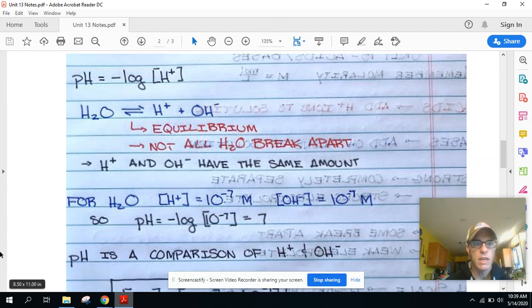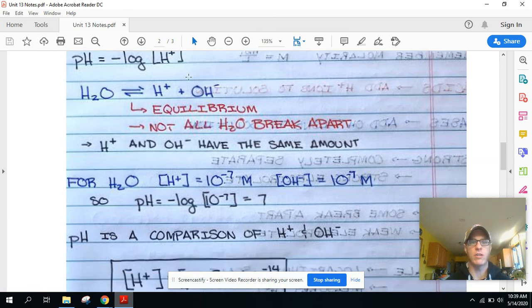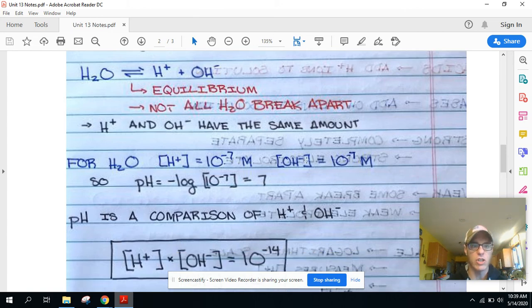And so here, water self-ionizes. It breaks apart into H+ and OH-. All right. And this is in an equilibrium. Now, not all the H2O breaks apart, just some. And what we know is the H+ and OH- there's the same amount, the same concentration for each of them.